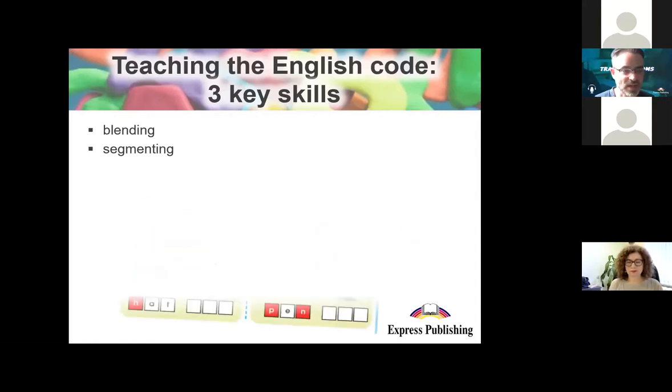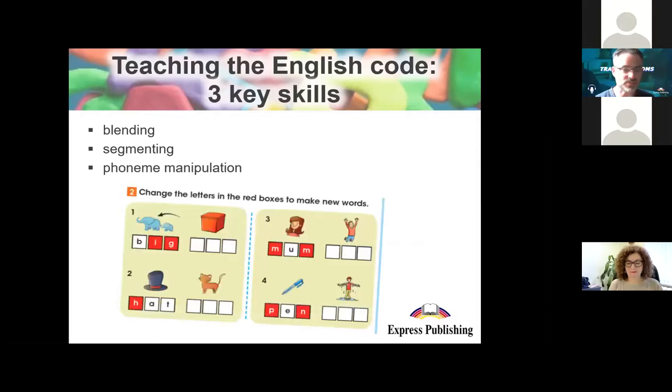Blending, segmenting. A fun thing to do is what's called phoneme manipulation, which is where you basically get them to remember. Okay, so here in this particular activity, for example, and if you have flashcards, if you've been using flashcards, maybe you could use some of your flashcards for an activity like this. So if you've got big, okay, you're going to keep the B. What are you going to put there to make ox? Yeah. So getting learners to play about with them and manipulate them.